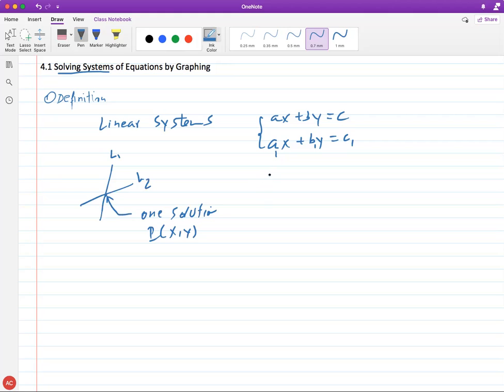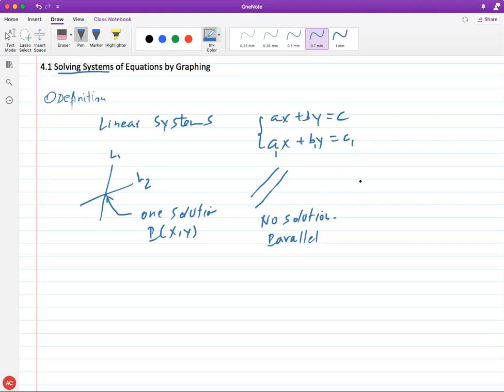intersection. The two lines may never meet. It might be a situation like this where the lines are parallel. So in this case, no solution because the lines don't meet. Okay, so no solution here because the lines are parallel. As you can see, the lines never meet.